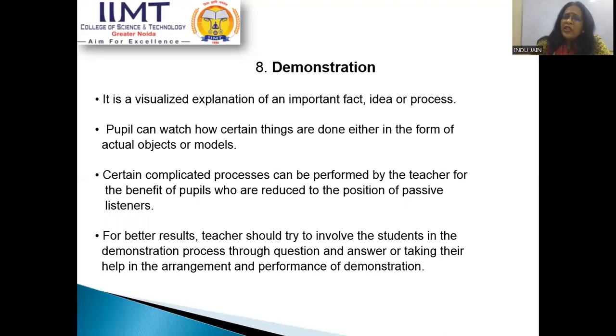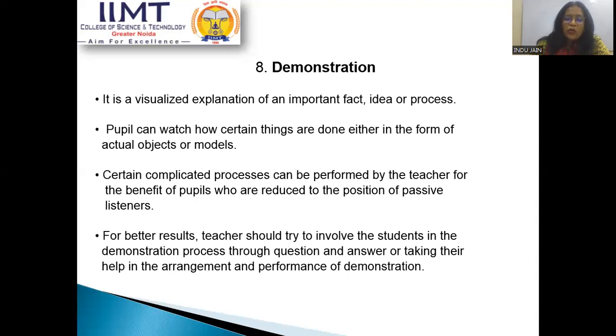There are some very complicated processes which a student cannot easily understand. These complicated processes can also be explained with the help of demonstration, like a certain experiment in science. The teacher can do the demonstration or the experiment before the students to clarify the concept behind it.